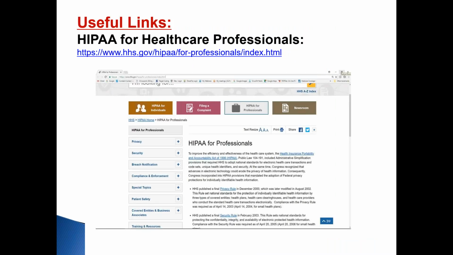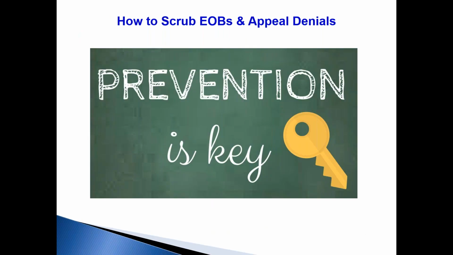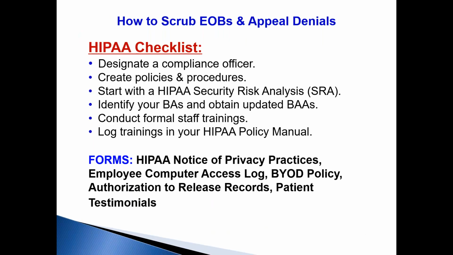So if you want to get going on a HIPAA program, and HIPAA is mandatory, there's no beating around the bush. Whoever's listening to this, you must have a formal HIPAA compliance manual with policies and procedures. HIPAA is not billing and coding. If you don't have one, start here. Office managers listening to this, go to this website and start putting together a HIPAA manual. Again, prevention's the key. So compliance officers, office managers, when it comes to HIPAA, policies and procedures, start with a security risk analysis. Find out who your business associates are and get those BAAs signed.